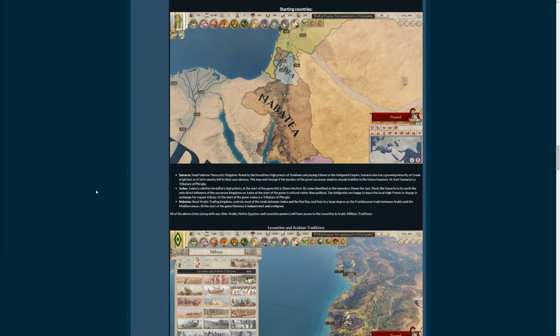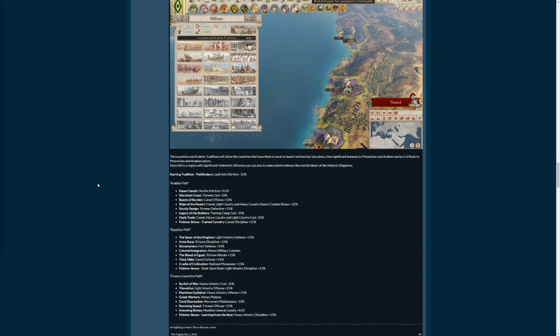All the above, along with any Arabic, native Egyptian, and Levantine powers, will have access to the Levantine and Arabic military traditions, which we'll talk about right now. The Levantine and Arabian traditions will allow countries that have them to excel at desert warfare, but also give a few significant bonuses to Phoenician and Arabian navies in tribute to Phoenician and Arabian sailors. Since this is a region with significant Hellenistic influence, you can also to some extent embrace the martial ideas of the Hellenic kingdoms. Starting attrition, Pathfinders, land unit attrition minus 15%.